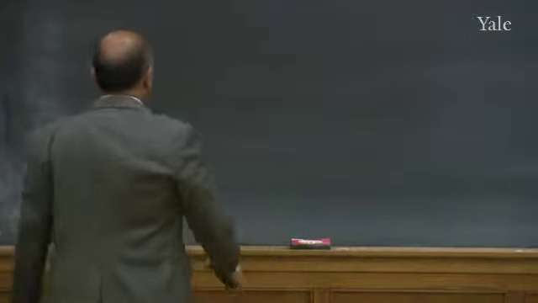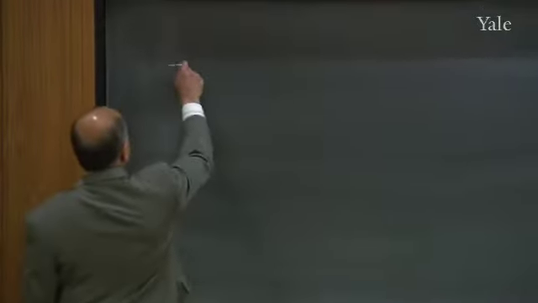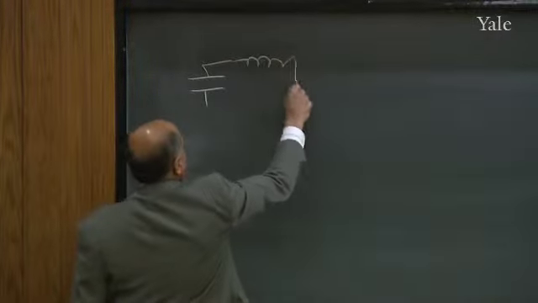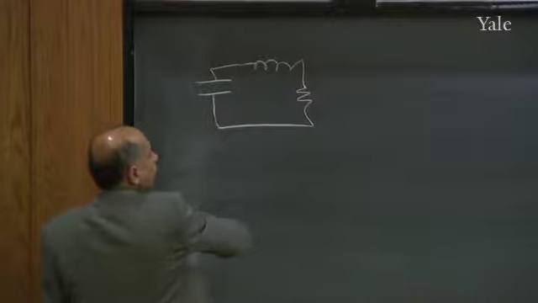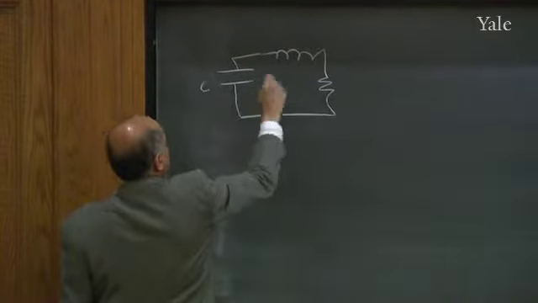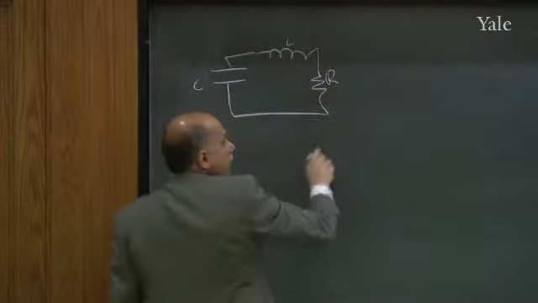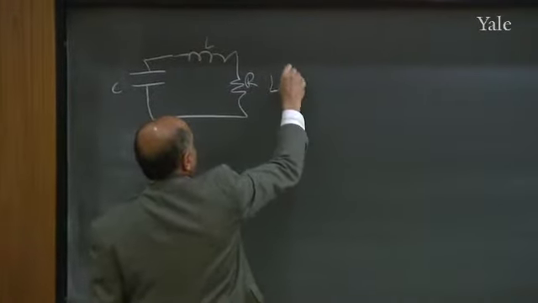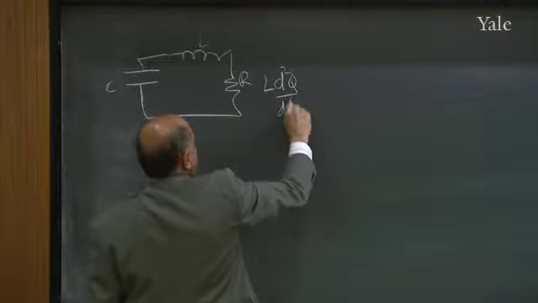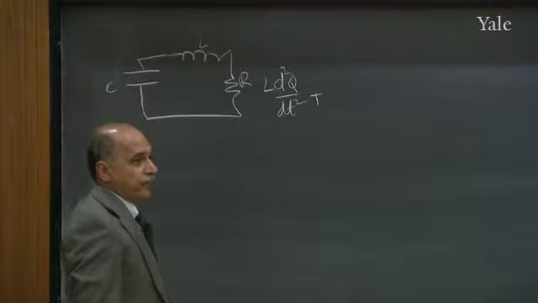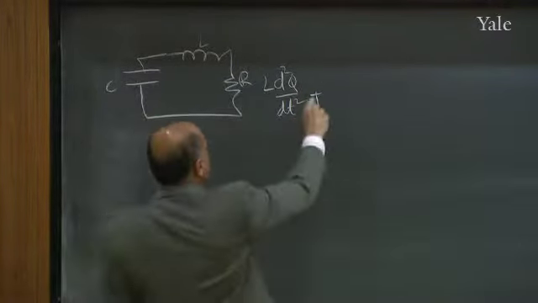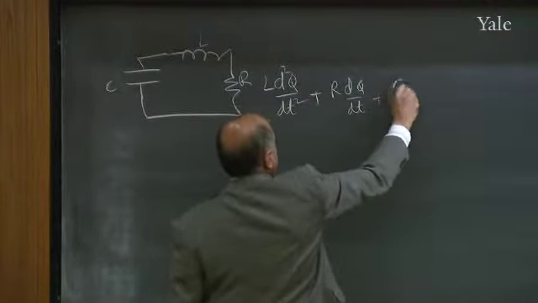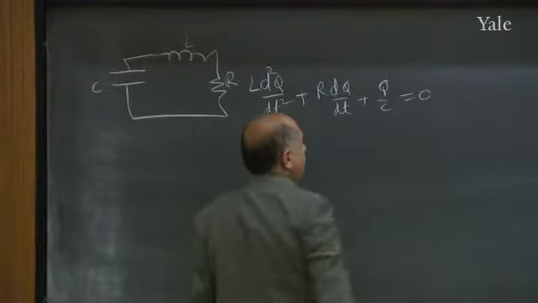Good. Now for the more realistic problem. The realistic problem has got a capacitor, an inductor, and a resistor, and no other power supply. The equation obeyed by this one will be L d2q over dt squared. That stands for L di/dt, plus R dq/dt, plus q over C equal to 0.